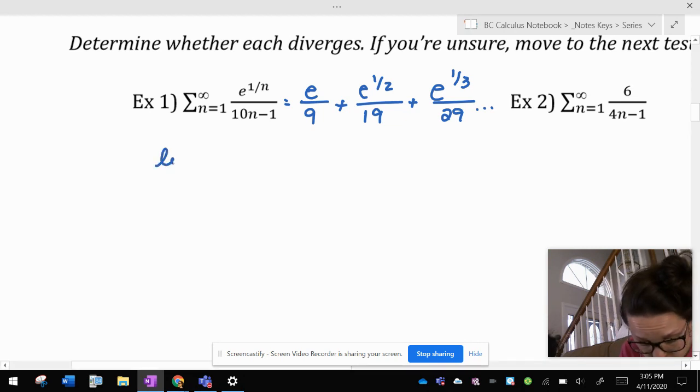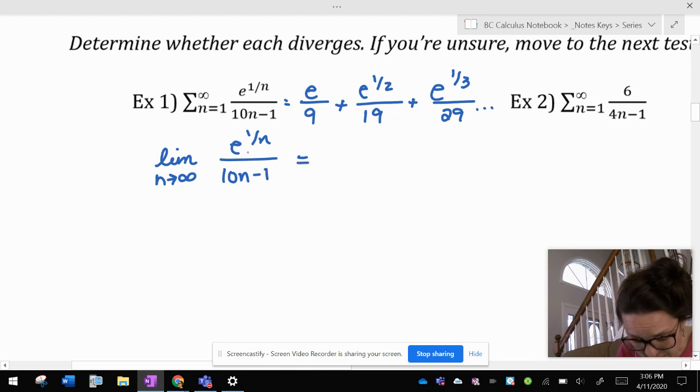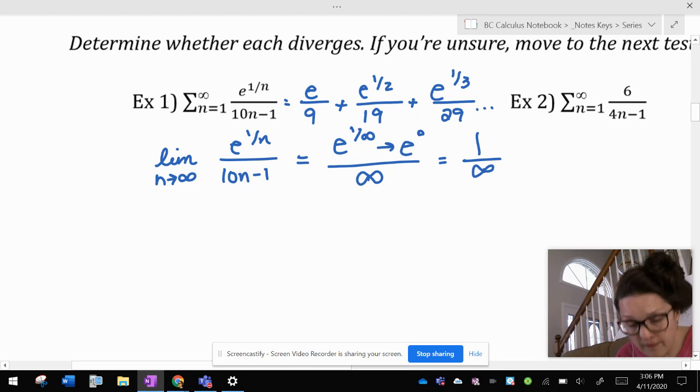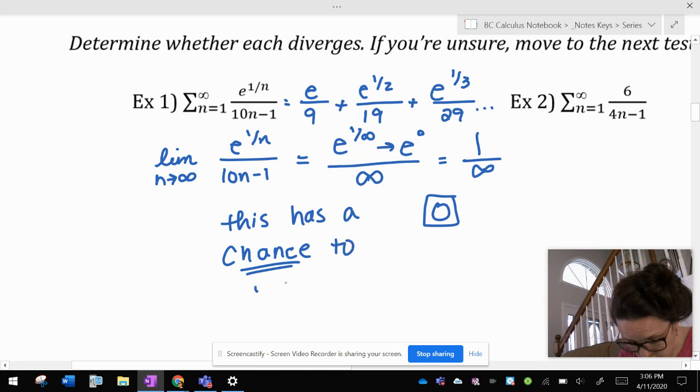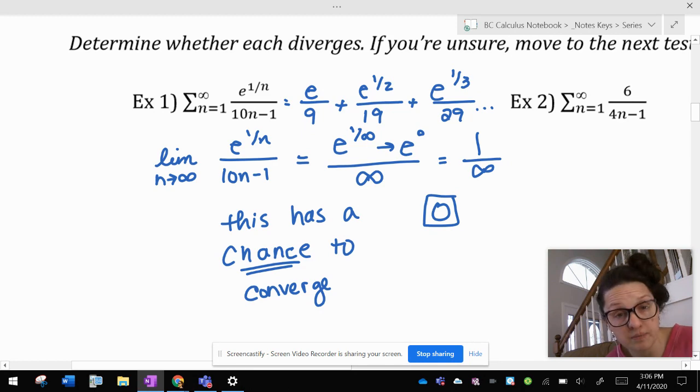Now, is it reducing to 0? I'm not sure. So what I'm going to do is take the limit as n approaches infinity of e to the 1 over n over 10n minus 1. And if I have e to the 1 over infinity, that's like e to the 0, which is 1. And if I put infinity on the bottom, 10 times infinity minus 1 is infinity. And 1 divided by infinity is 0. So this has a chance to converge. But I don't know if it does.